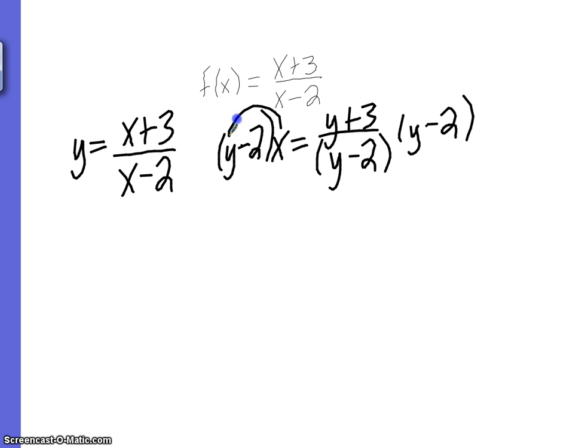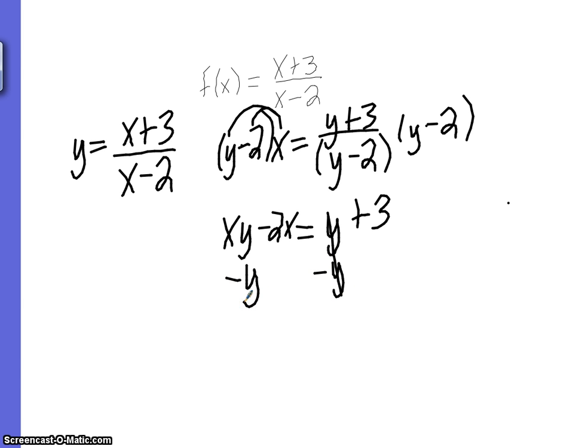And I'm going to go ahead and multiply this in the same way I did earlier. On the right side, I'm left with y plus 3. And on the left side, I now have xy minus 2x. So what I did earlier is I want the y's on the left, and I want anything that does not have a y on the right side. So I'm going to subtract y to the left side. And so I've got xy minus y minus 2x is equal to 3.